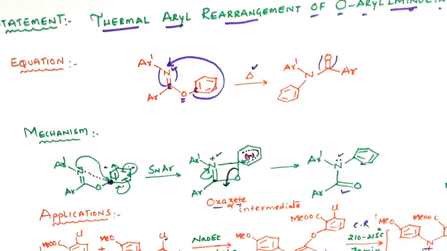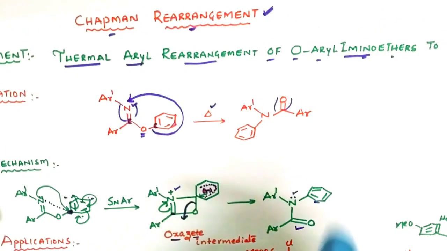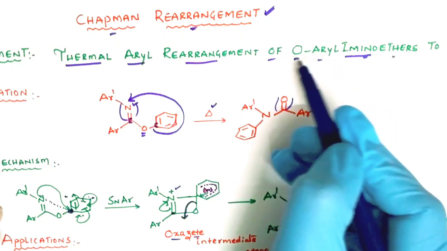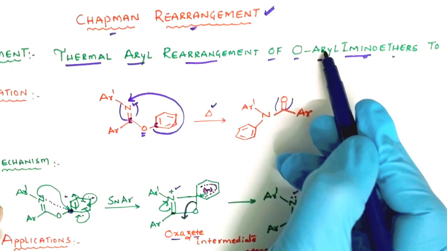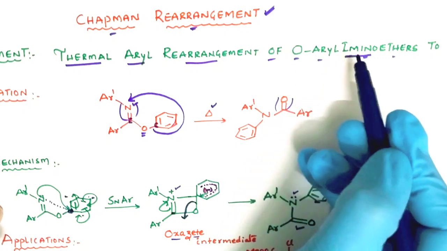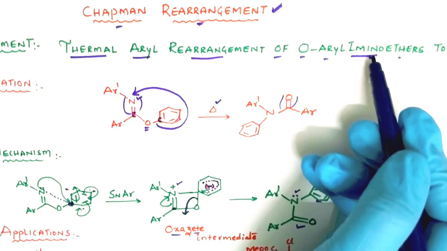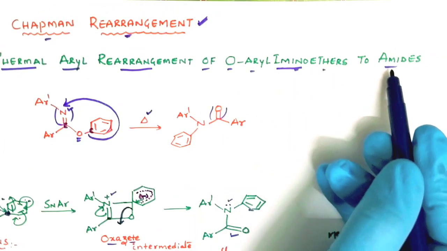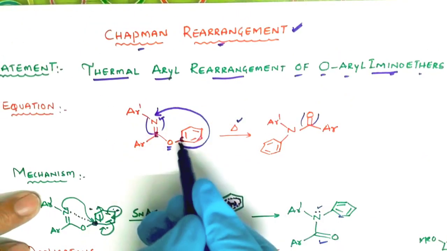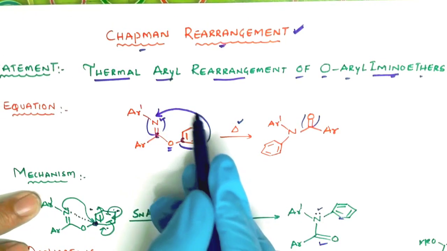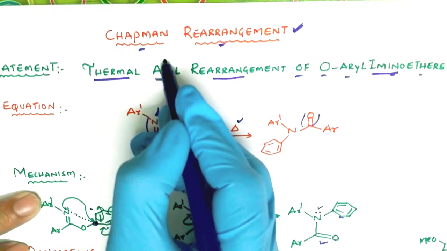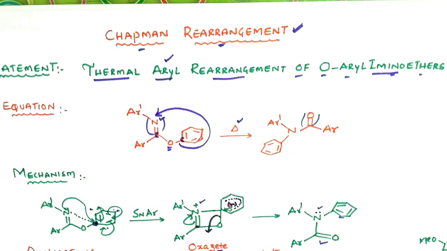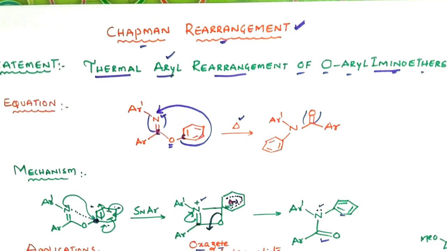In this way, the oxygen-connected aryl group, remember that this is not the ortho position, the aryl group connected to oxygen in the iminoethers is converted into amides. That's why the shifting of the phenyl ring takes place or not? This is an aryl group or not? We are saying thermal aryl rearrangement.